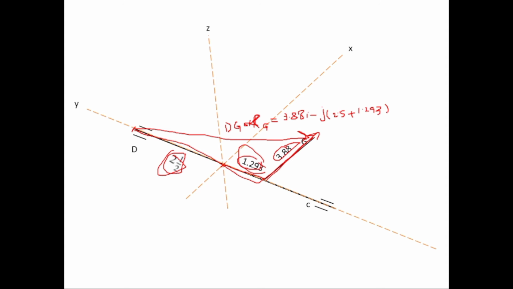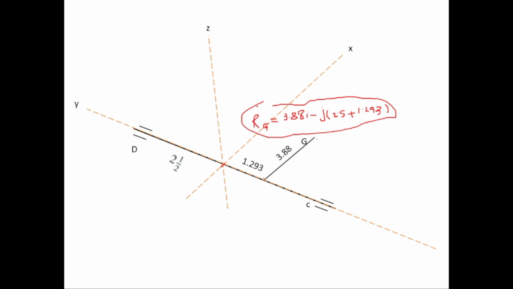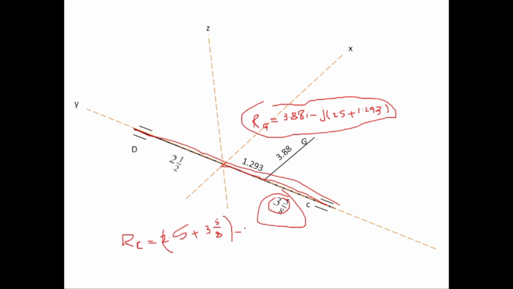Here we have put a minus sign because we are moving in the negative y direction. So note it down, because we will use this position vector RG in our calculations. The distance between the origin and point C is equal to 3 into 5 by 8. And from D to C, let's represent its position vector by RC, which will be equal to 2 into 1 over 2, or 2.5, plus 3 into 5 by 8, whole multiplied by minus j. So note it down too.